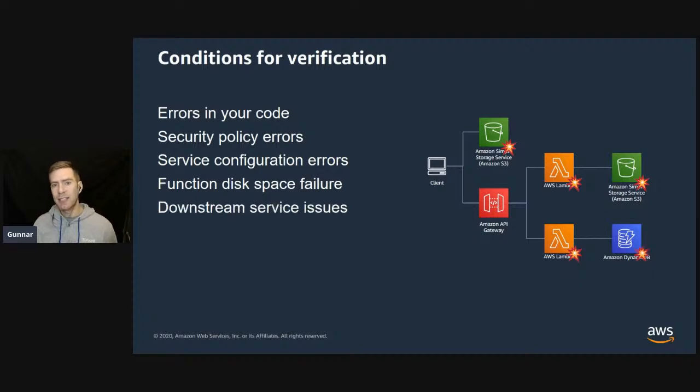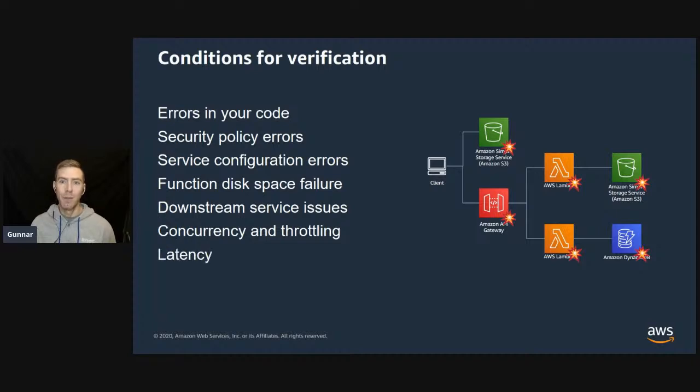And we can create different types of downstream service issues. In this case, we have S3 and DynamoDB as downstream services, but very common is to have a third-party API as a downstream service. So we can add different types of issues to those as well to watch how our application behaves under those conditions. We can, of course, create issues in regards to concurrency and different types of throttling as well.